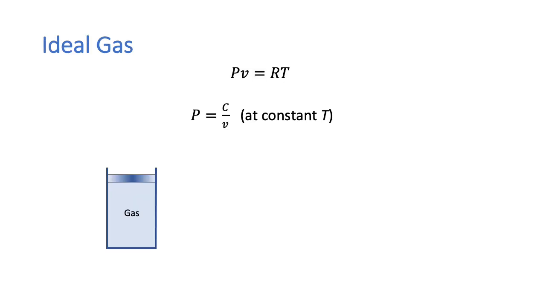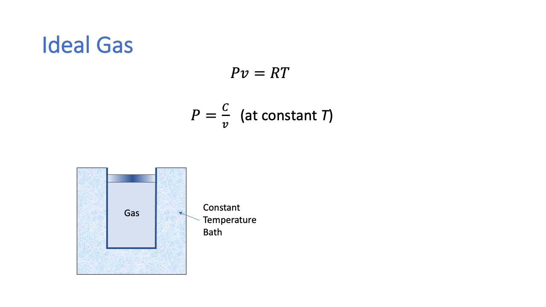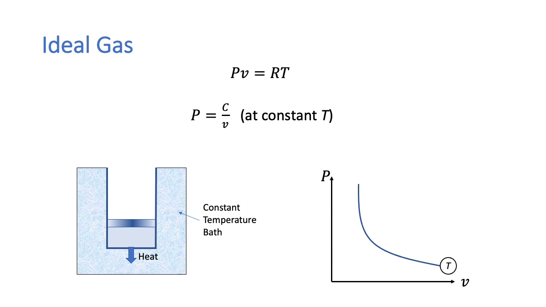This is the ideal gas equation: PV is equal to RT. If we have constant temperature, then P is equal to a constant C divided by V. Experimentally, we can approximate this by putting the cylinder in contact with a constant temperature bath. Then as we compress it, the pressure is going to increase. We can show this process by an isotherm on a PV diagram, and the shape of the isotherm is that of a hyperbola, which is a constant divided by V.